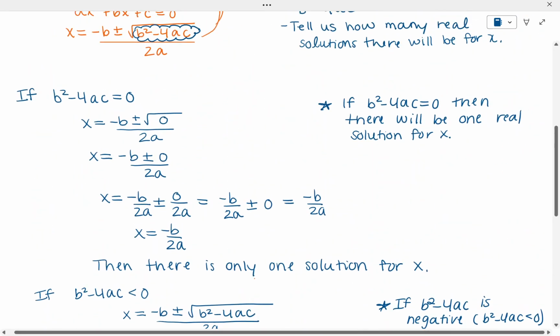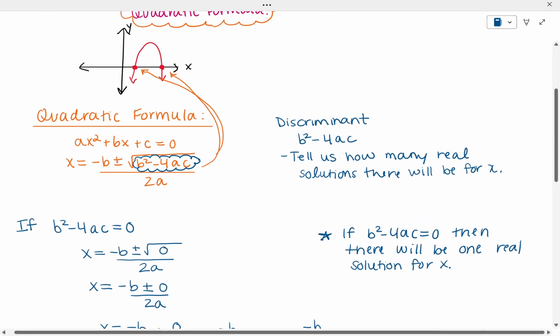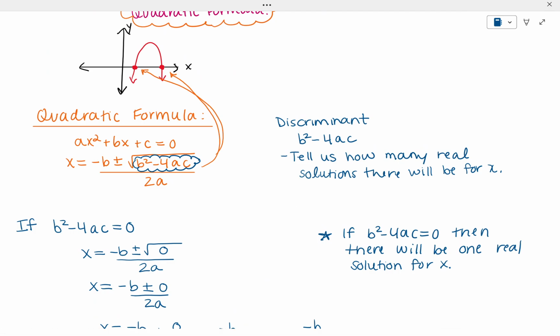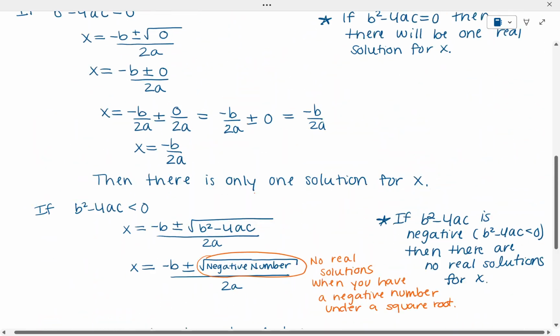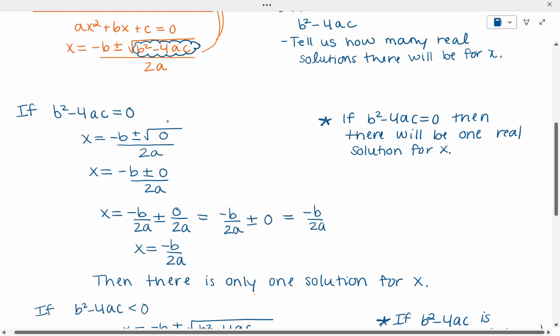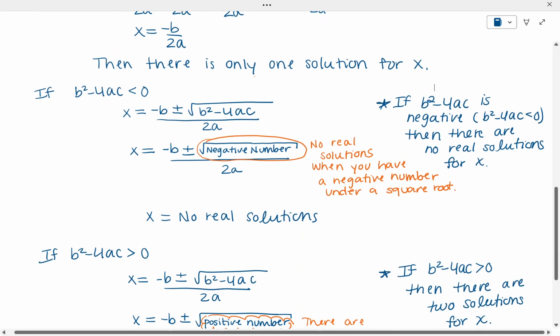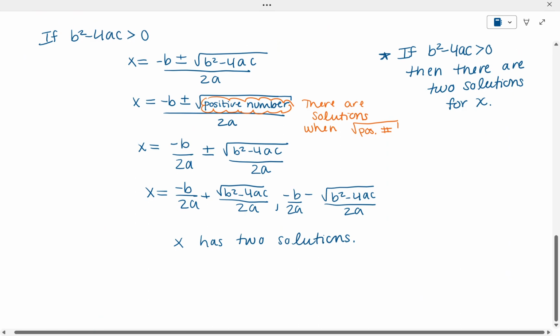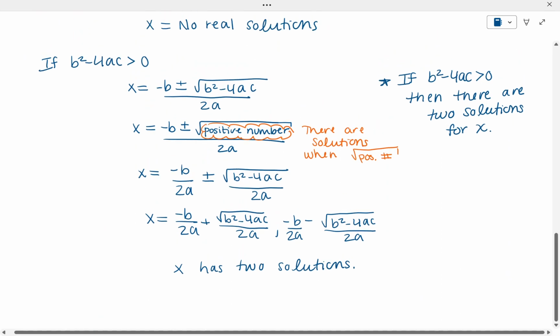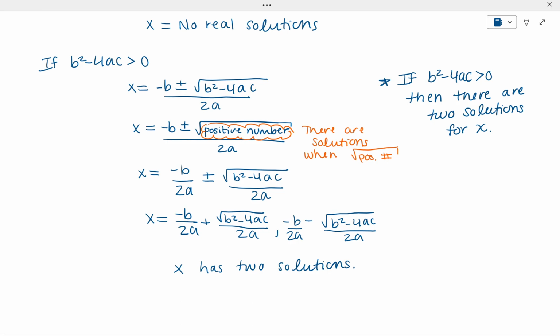All right, so the discriminant really just gives you insight into how many solutions there will be for x. And so if the discriminant b squared minus 4ac is equal to 0, there will be one solution for x. If it's negative, there will be no real solutions. And then if it's positive, there will be two real solutions for x. In the next video, we're going to go over a few examples.